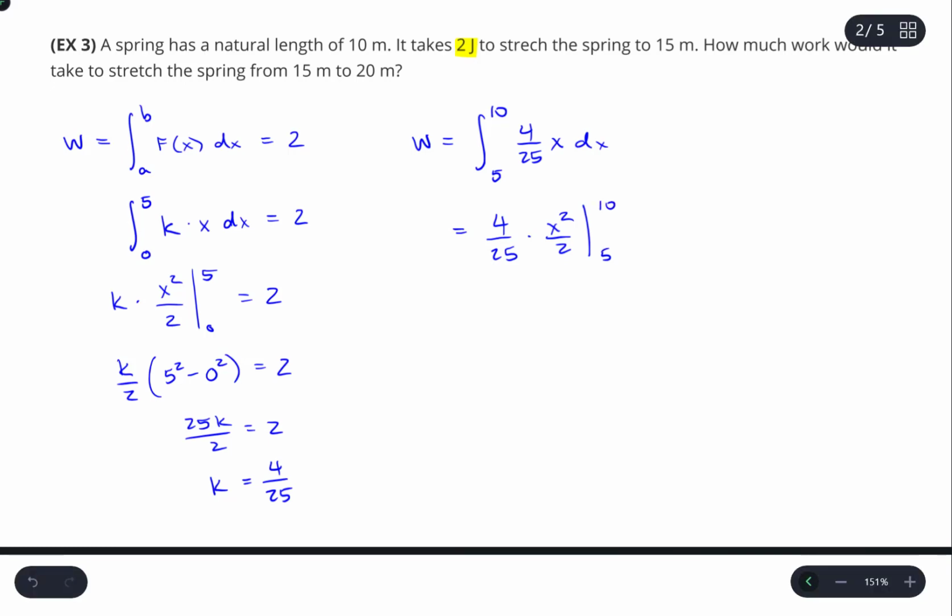2 goes into 4 twice. So this would be 2 over 25 times 10 squared minus 5 squared, which is 100 minus 25, or 75. Then it looks like 25 goes into 75 3 times, and this results in 6 joules of work.